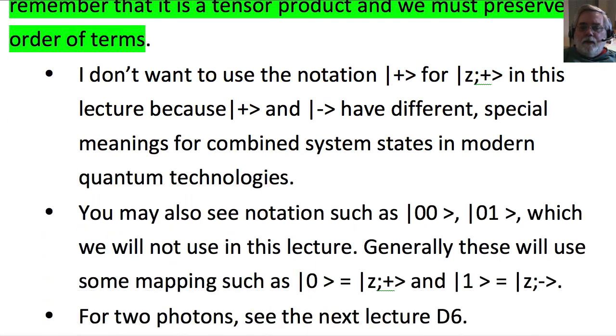I don't want to use the notation ket plus for Z plus of a single particle in this lecture, because ket plus and ket minus have different special meanings for combined system states of two spin 1/2 particles in modern quantum technologies. And I don't want to confuse you with that, so I'm not going to use that as a single particle spin state.